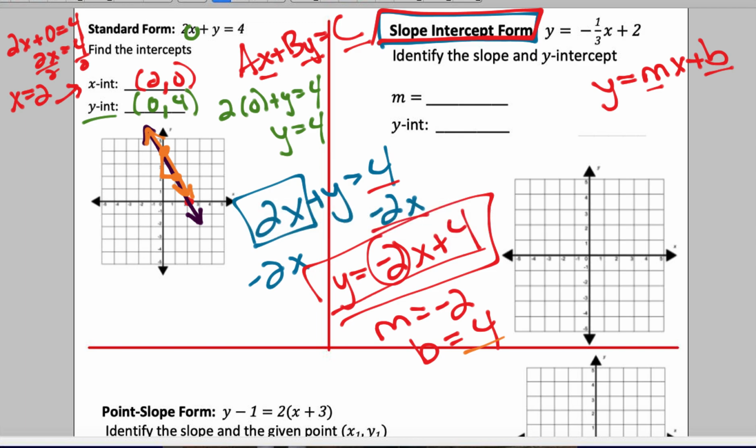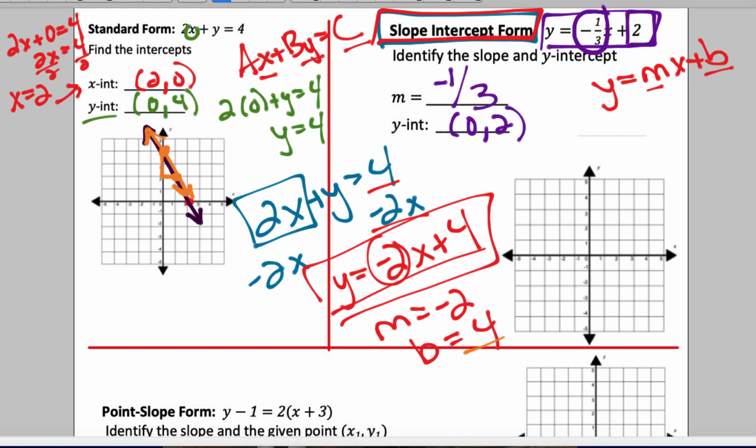Okay, so in this example here, I'm actually going to work with this one now. I have y equals negative 1/3 x plus 2. So that's mx plus b. So my m, or my slope, is negative 1/3. And my b, which is my y-intercept, is 2, right? So I like to just say 0, 2. You can just say 2, though. I'm not going to mark off if you just want to say 2.